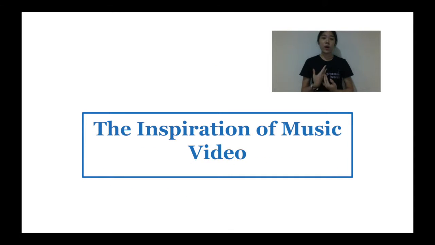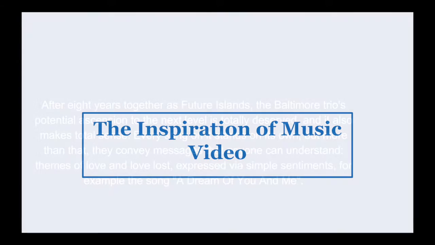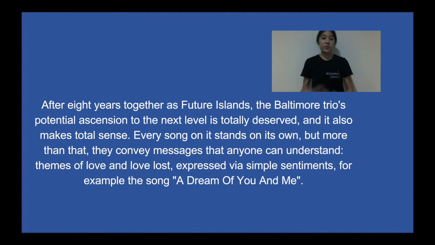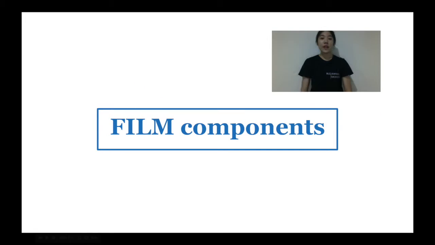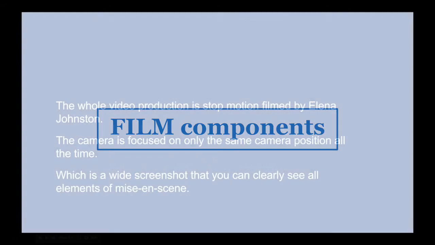When we talk about art or music, we are always looking for the inspiration behind them. After 8 years together as Future Islands, the Baltimore trio's potential ascension to the next level is totally deserved, and it also makes total sense. Every song on it stands on its own, but more than that, they convey messages that anyone can understand, the theme of love and love loss, expressed via simple sentiments, for example, the song A Dream of You and Me. And here we come to film components.